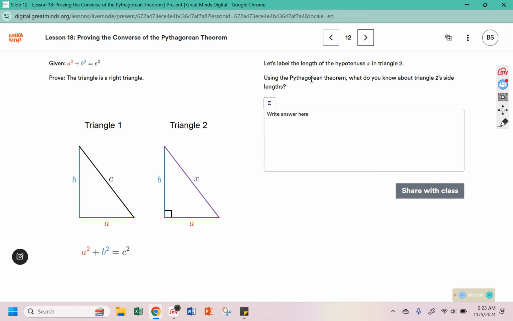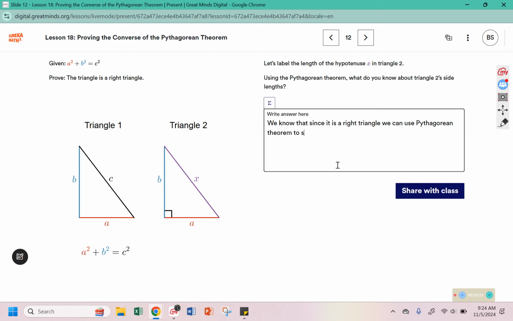Using the Pythagorean theorem, what do we know about triangle 2's side lengths? Well, we know that since it's a right triangle, a squared plus b squared equals x squared. So since it's a right triangle with that right angle in the corner, we can use the Pythagorean theorem to say a squared plus b squared equals x squared.